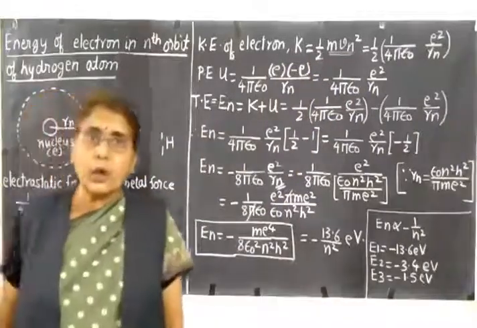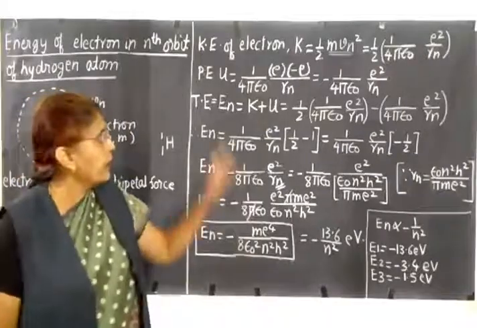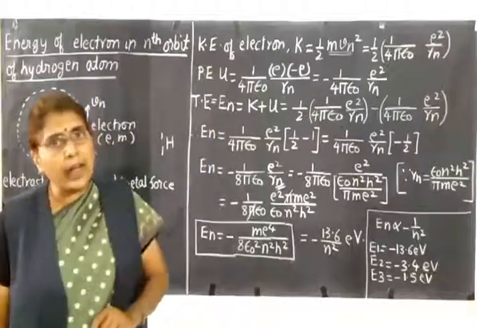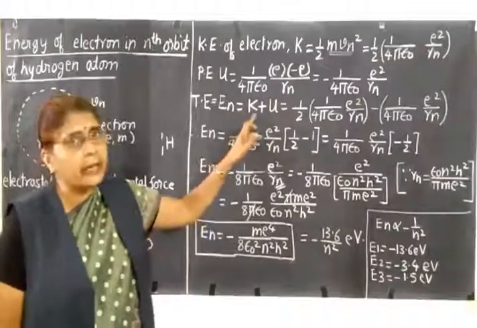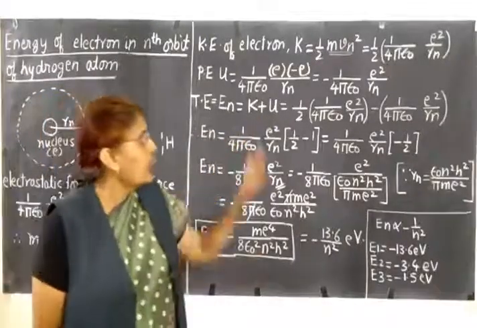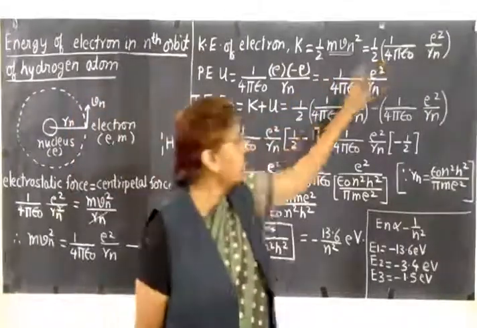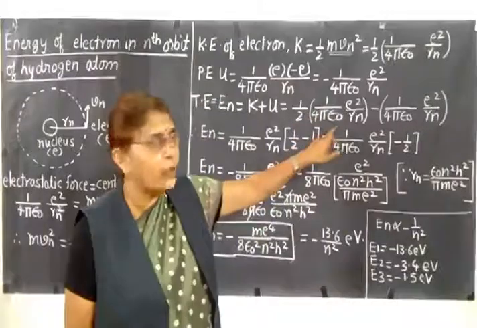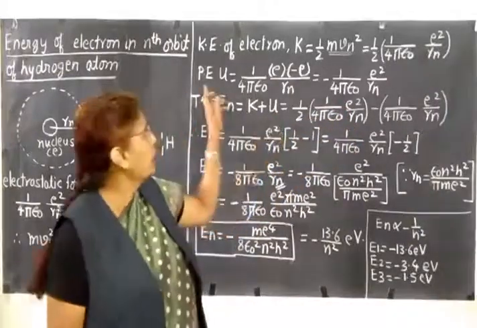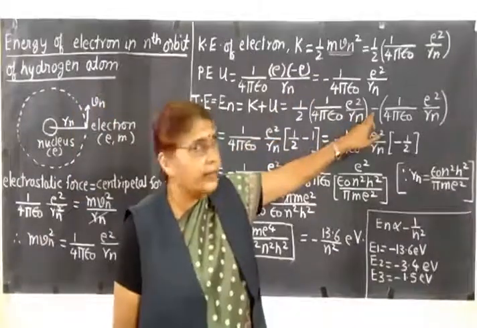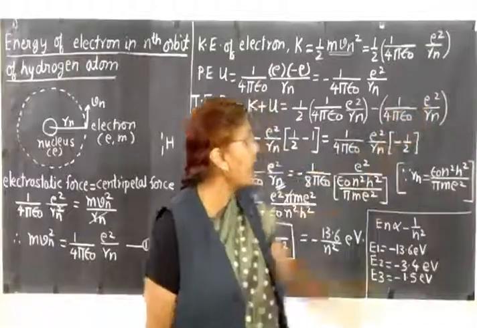Now we shall find out the total energy of the electron. Total energy of the electron En is the sum of kinetic energy and potential energy. So it is equal to K plus U. Let us put the value of K and U here. What is the value of K? It is half 1 upon 4 pi epsilon 0 e square upon Rn plus U. U is negative, so you have a negative sign here: minus 1 upon 4 pi epsilon 0 e square upon Rn.